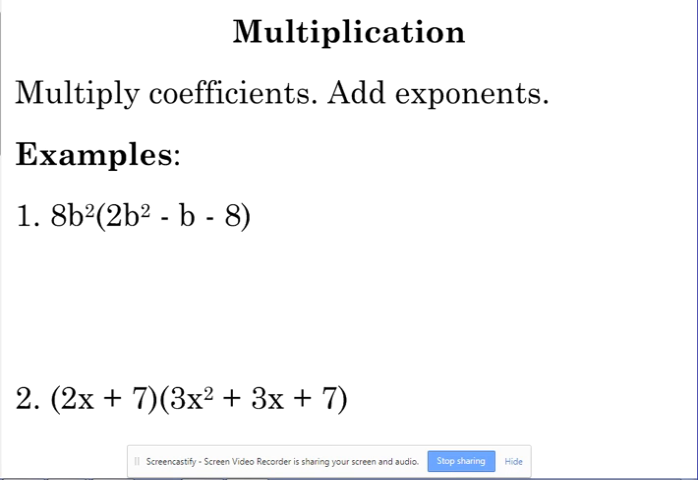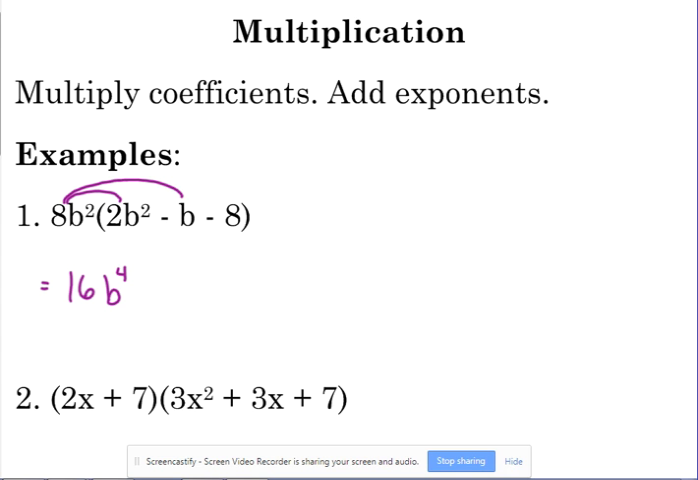Okay, example number 1: we've got 8b squared times (2b squared minus b minus 8). We're distributing a monomial to a trinomial. So all we have to do is distribute that to each of these terms. So let's do it step by step. 8b squared times 2b squared, 8 times 2 is 16. B squared times b squared is b to the 4th. We add the exponents.